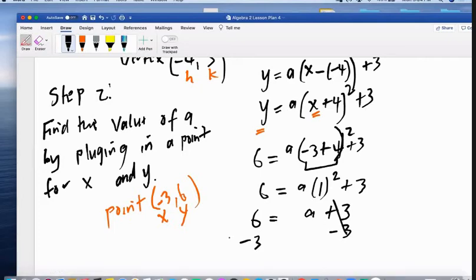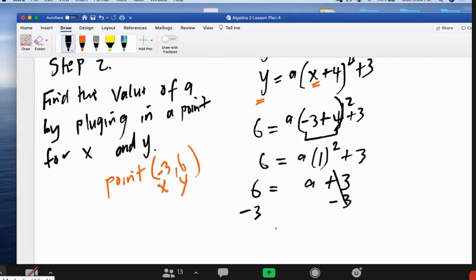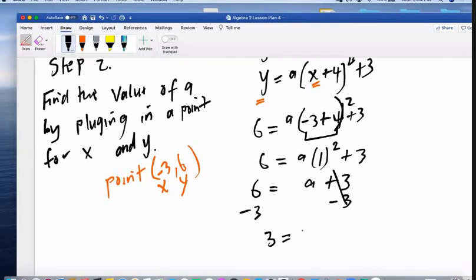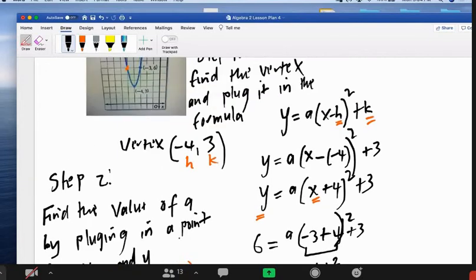And what is 6 minus 3? 3. Thank you. So A equals 3. So we just found the value of A. So A is 3. And then we also know the vertex is what? So if we go back and look at the vertex, that would be -4, 3, right?